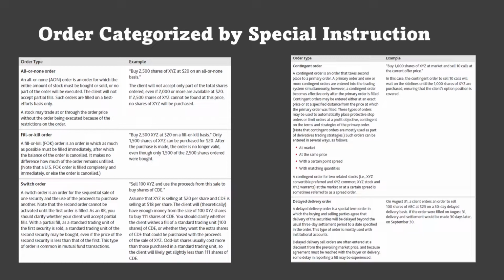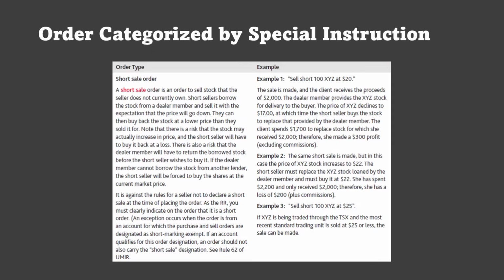You also have a delayed delivery order, which is a special term order in which the buying and selling parties agree that delivery of the securities will be delayed beyond the usual 3-day settlement period to a date specified in the order. There's also the short sale order, which is an order to sell a stock that the seller does not currently own. So basically, you're borrowing the stock to sell it.